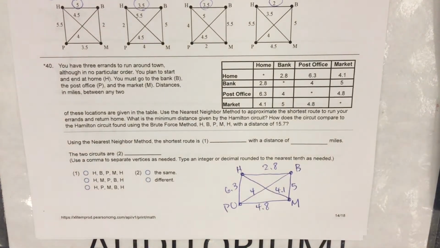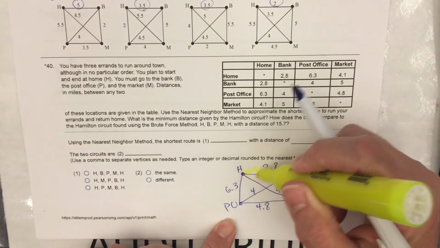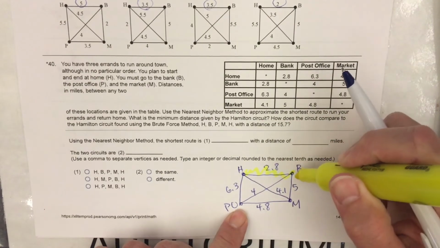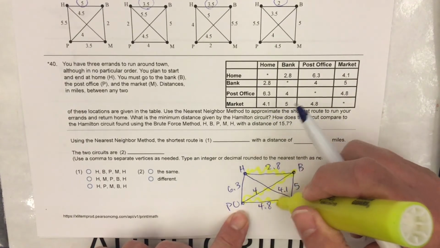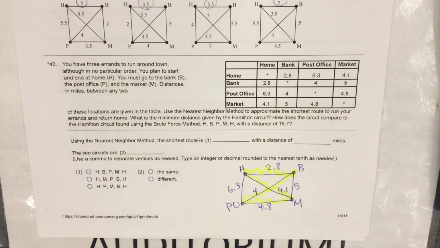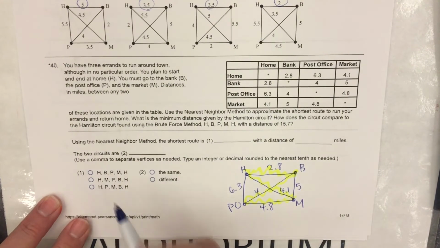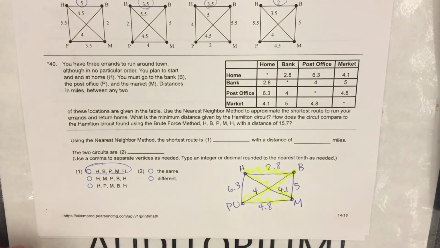So from there, we'll do nearest neighbor, start at home. Home, I'm going to go to the bank. From the bank, I'll go to the post office to the market, market back home. So pick the right one. Home, bank, post office, market, home. Okay, you can finish that one up and find the cost of that route.